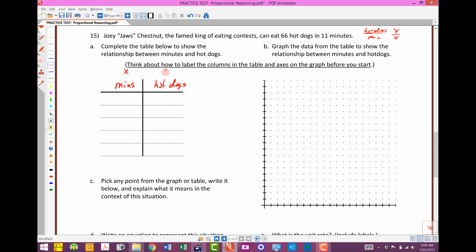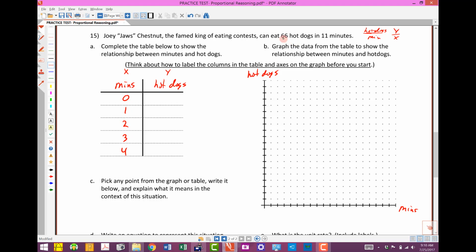And just as a reminder, I'm going to put x and y there, so we can remember. And while we're labeling, let's come over here and put minutes here and hot dogs here. Now the scaling we'll figure out in just a second. We'll do that when we get there. But let's start off with 0 minutes and 1 minute, 2, 3, 4, and so forth.